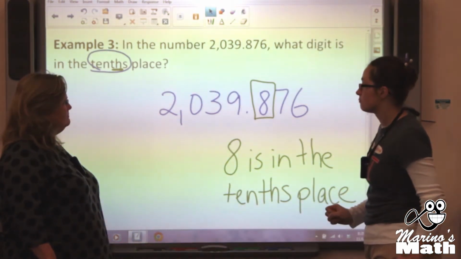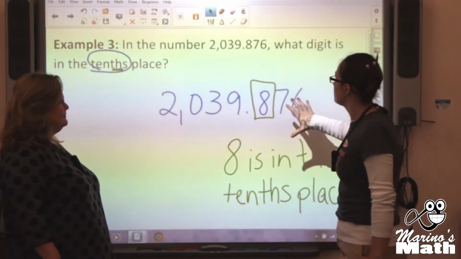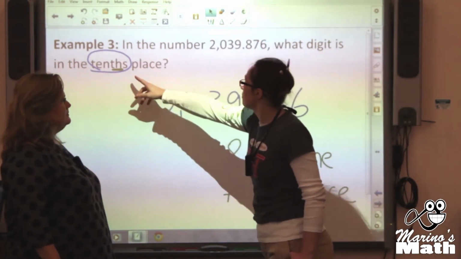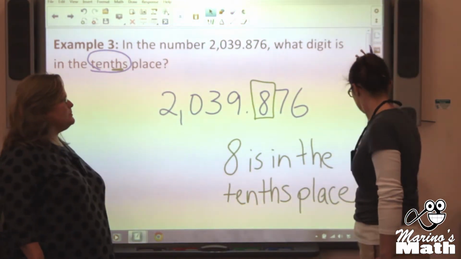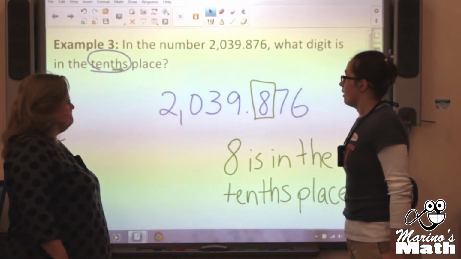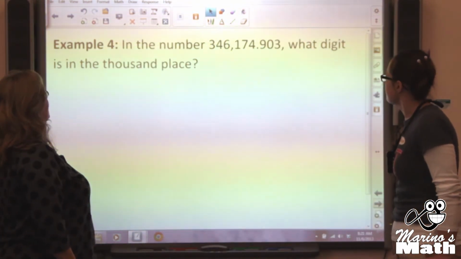I think that one was pretty easy. So the strategy for this one is look at your number, find your place value, and then you just have to write down the answer. Start at the decimal place for these. Wow, I think we're almost there. One more example. Let me try this one.